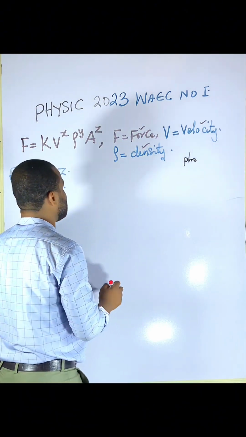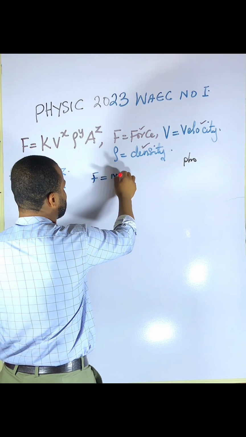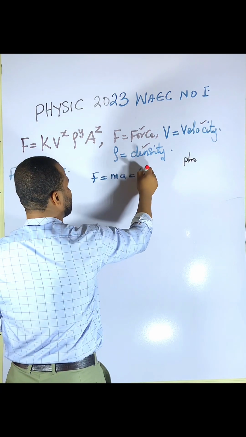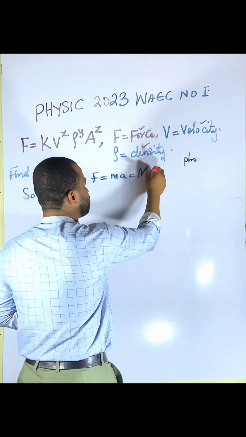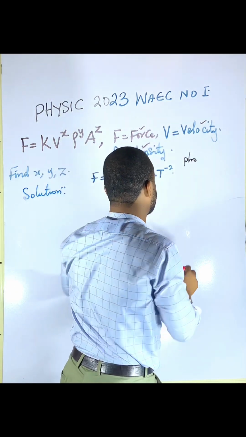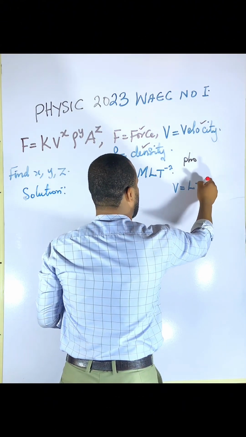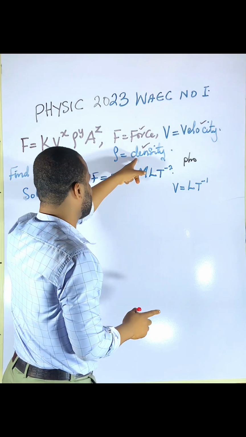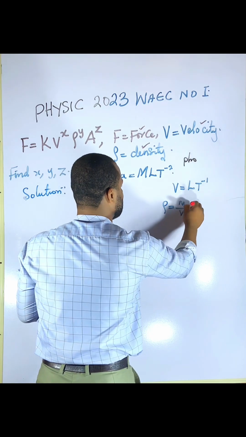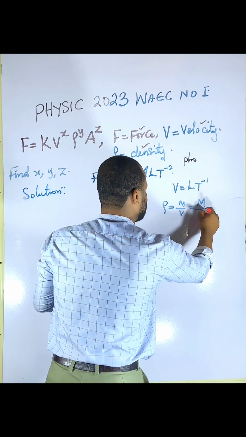The first thing I'm going to do is the formula of force, which is mass times acceleration. The dimension of mass is capital M. The dimension of acceleration is LT^-2. Now, what is the dimension of velocity? It is LT^-1. Then the dimension of density: from the formula, ρ is equal to mass over volume. The dimension of mass is M, and the dimension of volume is L^3.